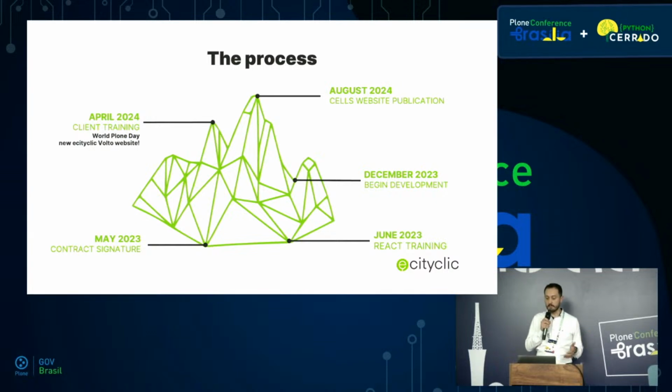So as you can see, fortunately, the project had reasonable timelines. In April 2024, we were already training ALBA staff, coinciding with World Plone Day and the launch of the new SCT League website, which we also made with Volto. And finally, in August 2024, just 3 or 4 months ago, the new ALBA website went live.